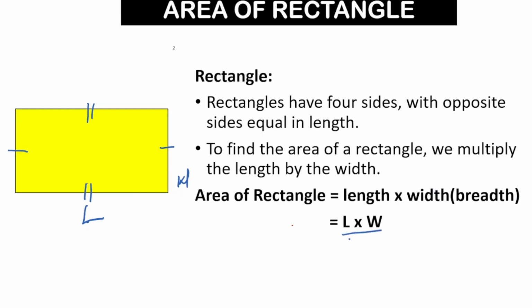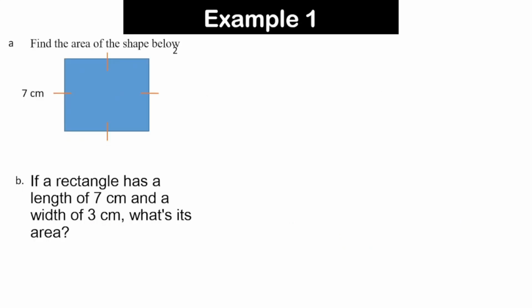So let's now look at examples. The first example says that we should find the area of the shape below. If you look at the shape given to you there, you notice that it's a square. I've made it known to you that to find the area of a square, you just multiply the side by itself. So, solutions now.